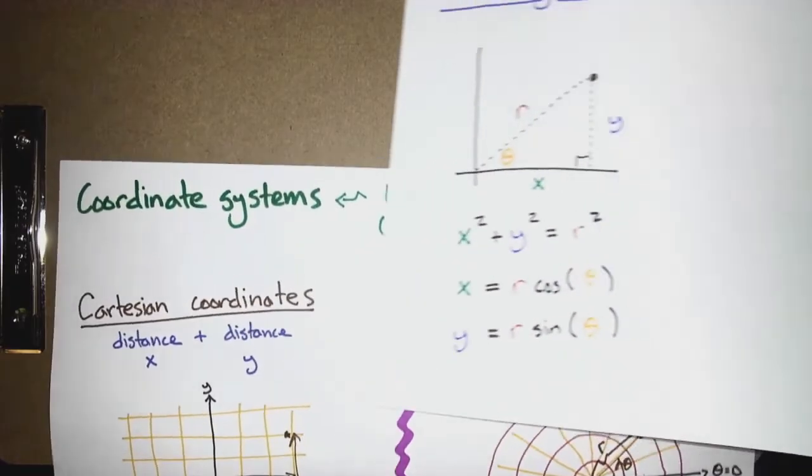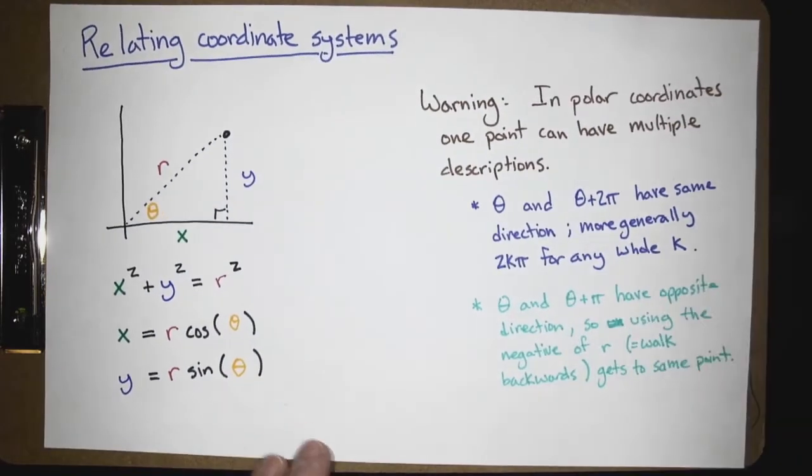With this in place, you can quickly relate the coordinate systems one to another. You just put them on top of each other, and you say, right triangles, life is good. x squared plus y squared equals r squared, x equals r cosine theta, y equals r sine theta.